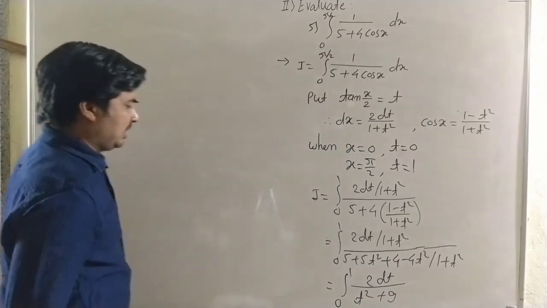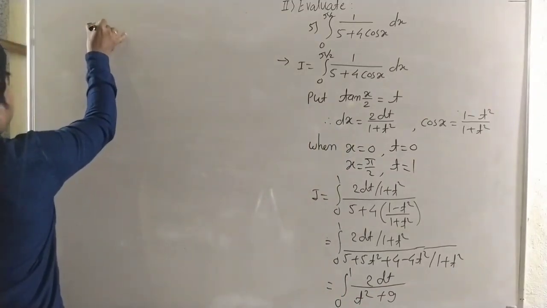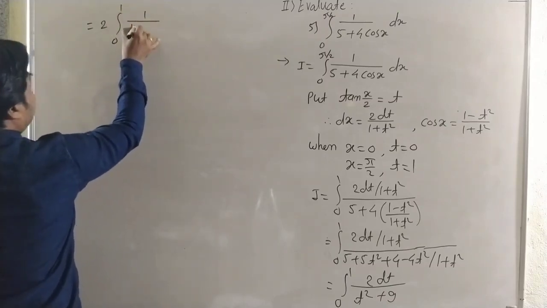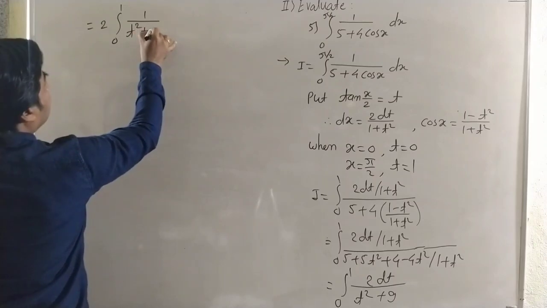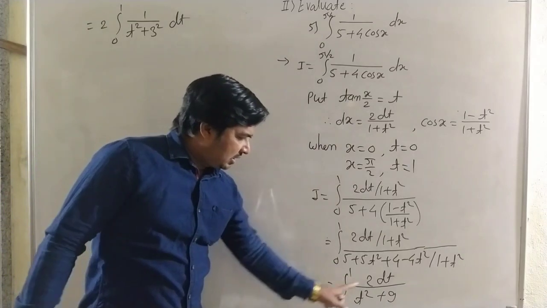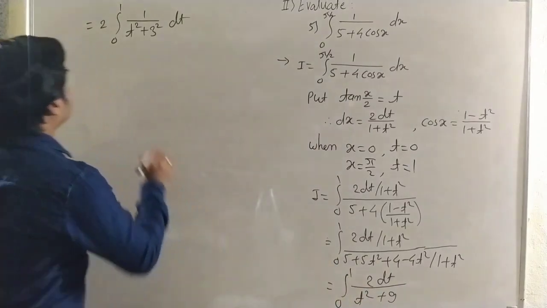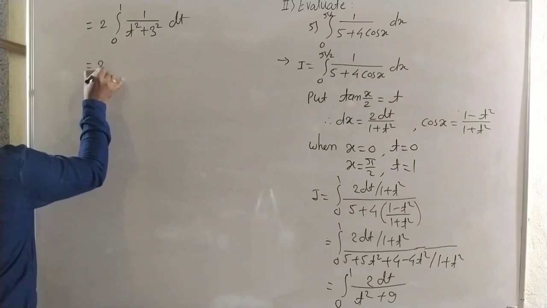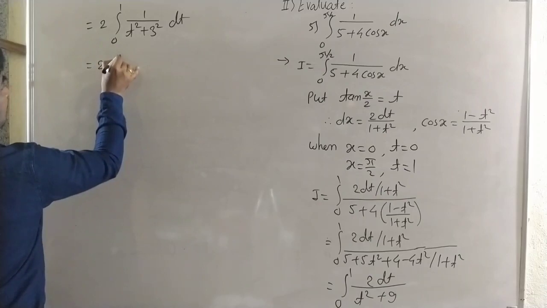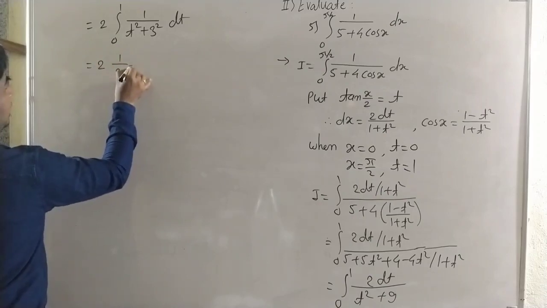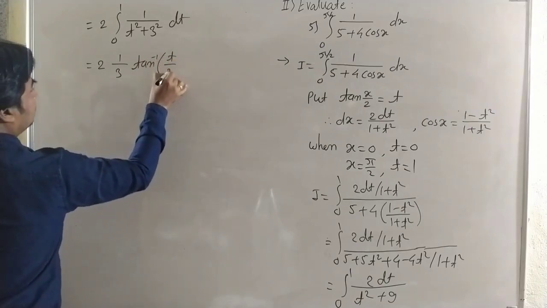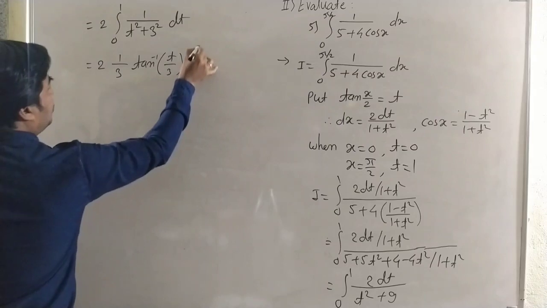Okay, again it is a special integral. Then 2 can be written outside the integral. It is 0 to 1, 1 upon t square plus 3 square dt. 2 outside the integral, 1 upon t square plus 3 square. Then 2 into 1 upon x square plus a square, it is a special integral, 1 by a tan inverse x by a, that is tan inverse t by 3, and here 0 to 1.